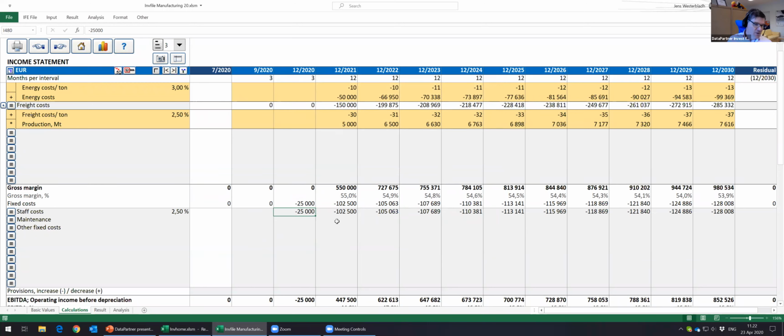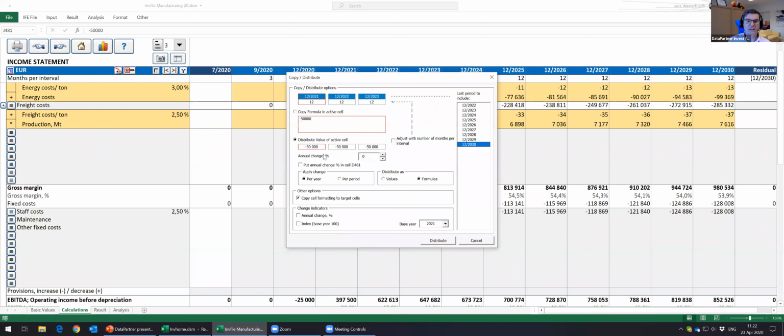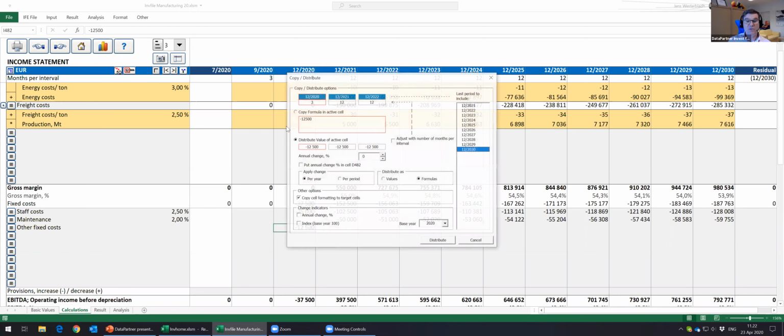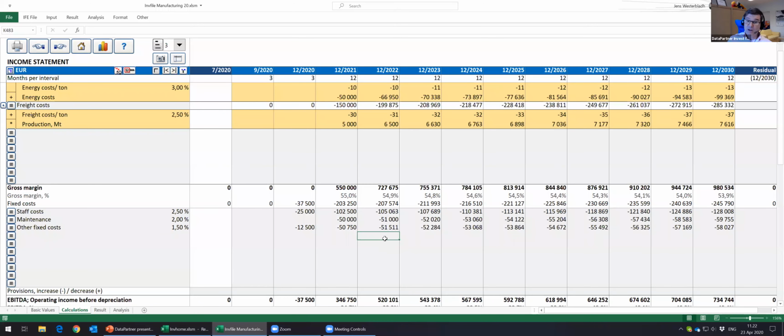Maintenance costs start from the beginning. Could we start in year 2 actually? But it's here minus 50,000, and it will develop with 2% increase. And then we have other fixed costs also starting here, minus 25,000. No, actually it's 12,500, 50,000 on an annual basis. And I distribute it the same way. Adjust with number of months, annual change 1.5%, put it visible and distribute. Okay, now we are ready with our case.